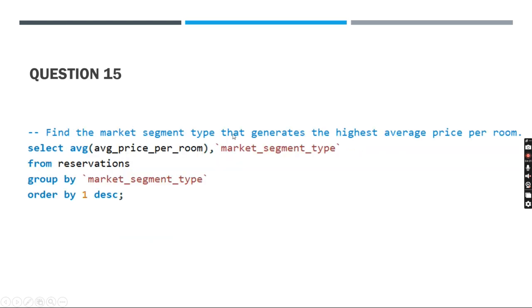Find the market segment type that generates the highest average price per room. We just select the average price per room, the market segment type, and group by the market segment type, and then order by the highest average descendingly.